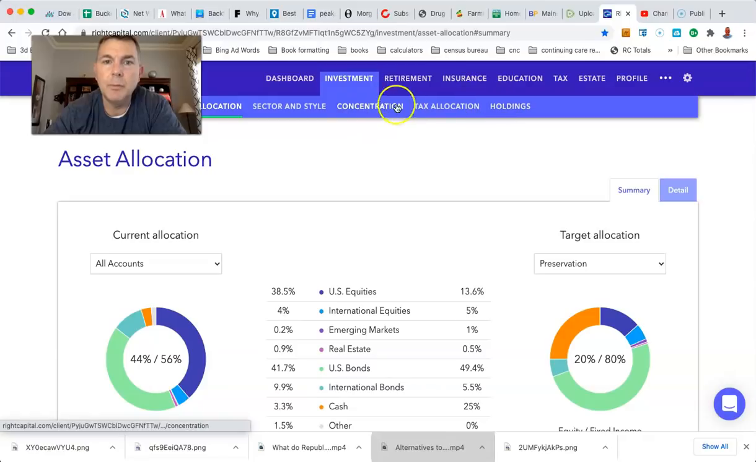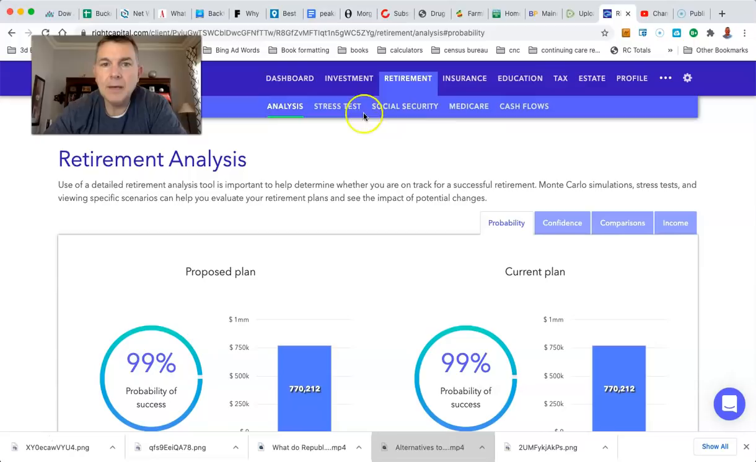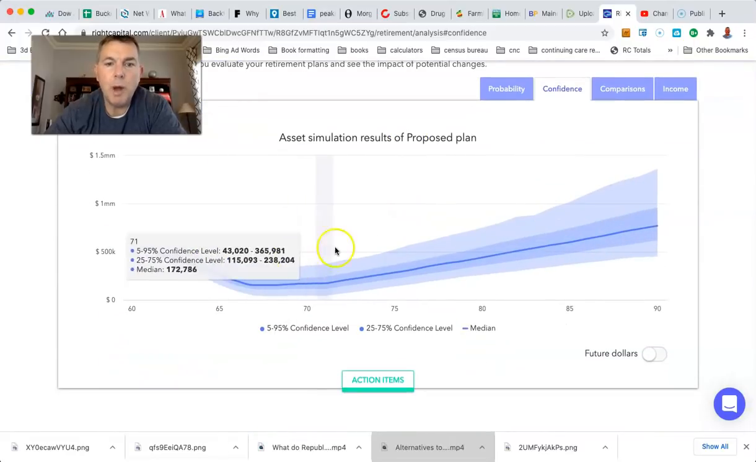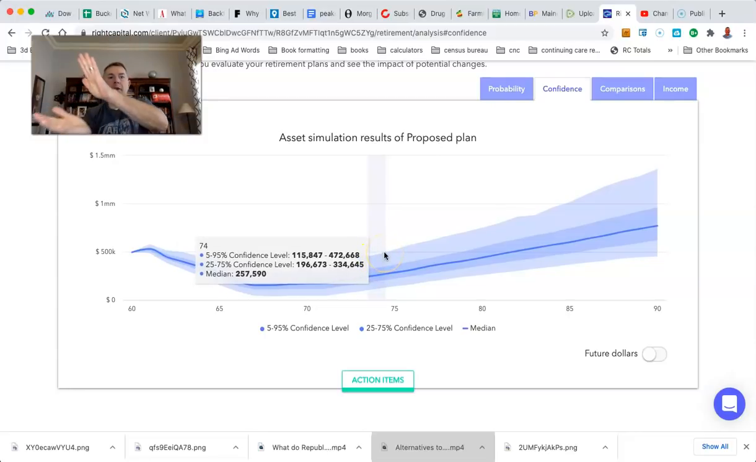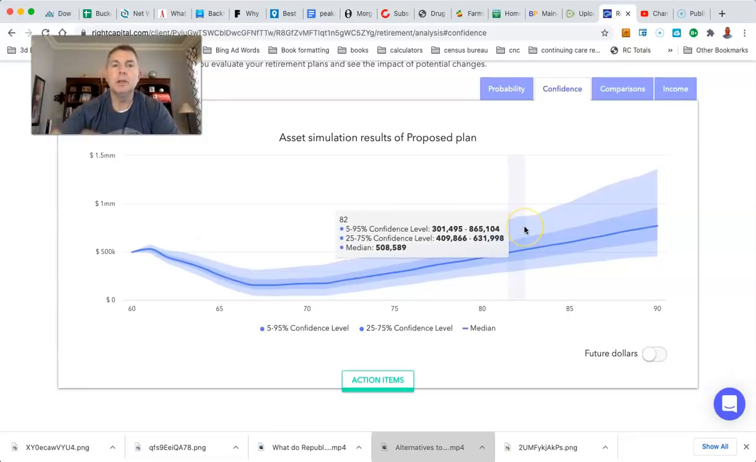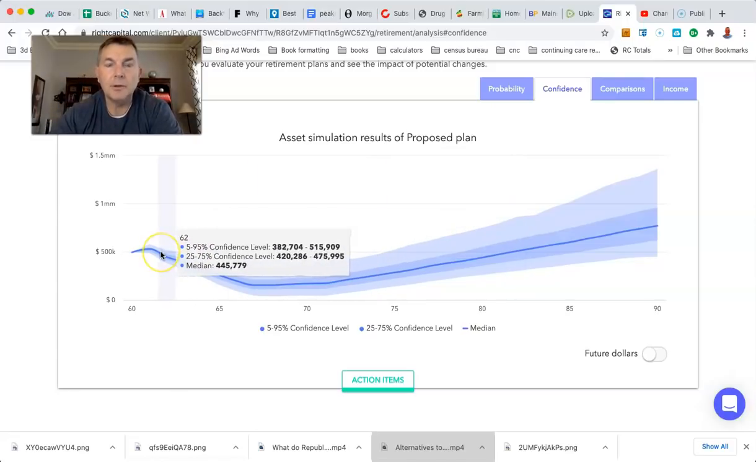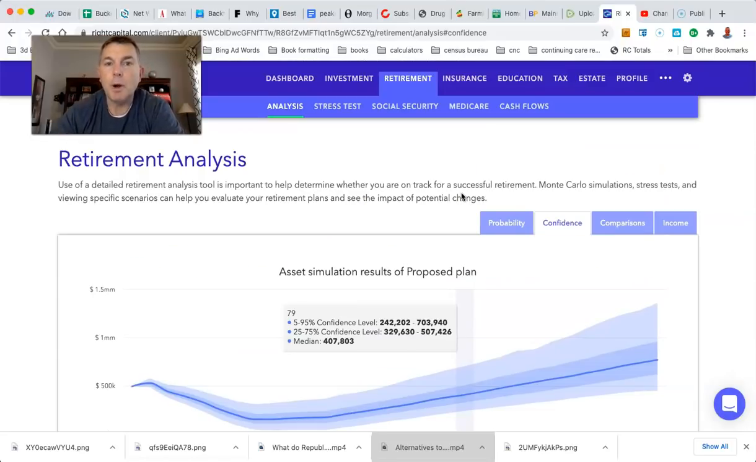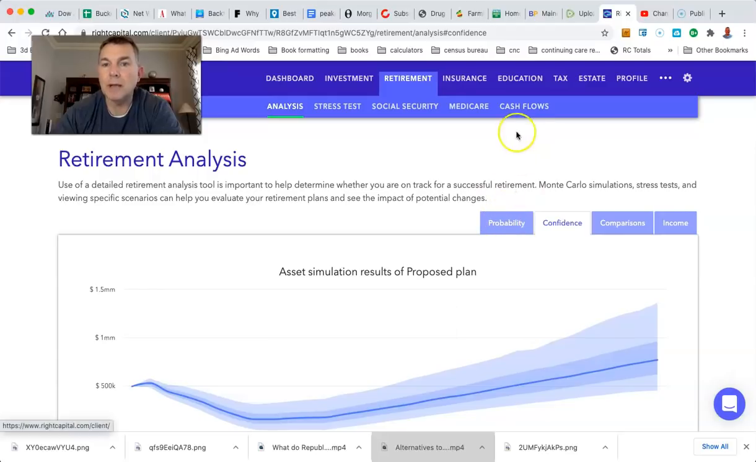And if we go back to retirement analysis, right here, analysis confidence, you'll see what I'm talking about. You have this wide range, and see how the range just gets bigger and bigger the more time goes. It varies more because there are more standard deviations from this year, from that year, from that year. That will happen the longer you live. It's tighter here because it doesn't have that much range. It's much more range the longer you live. So that is what the Monte Carlo is. That's part one.